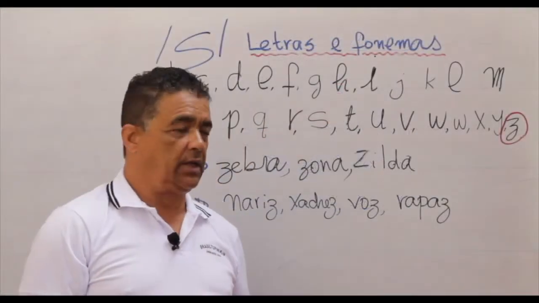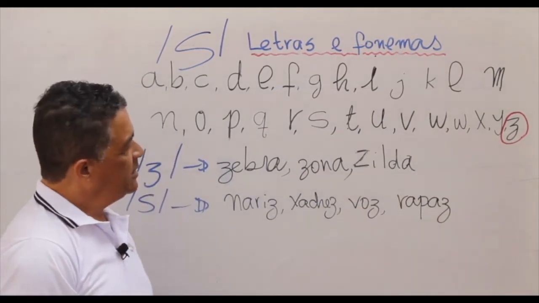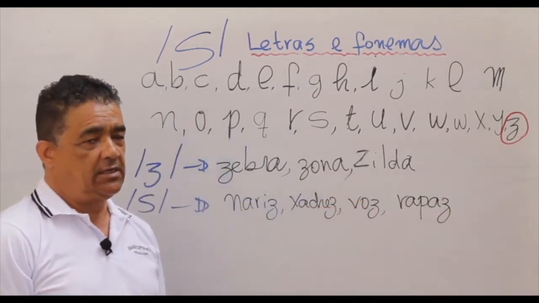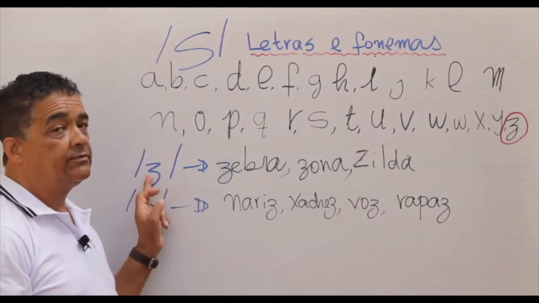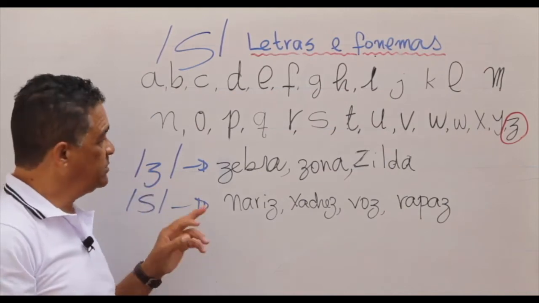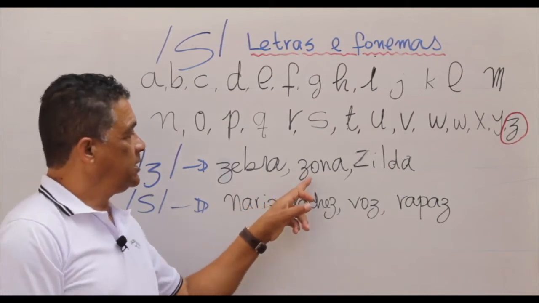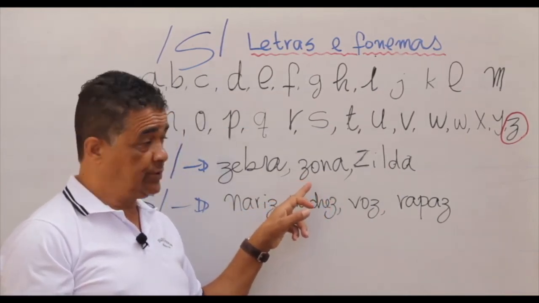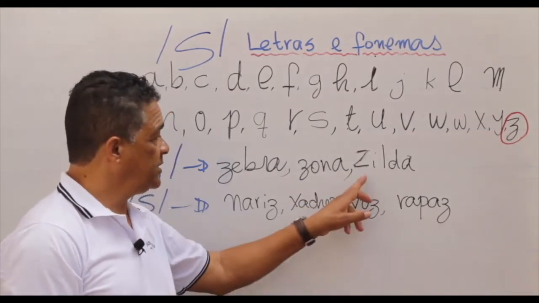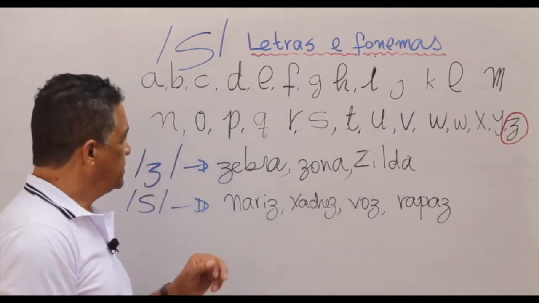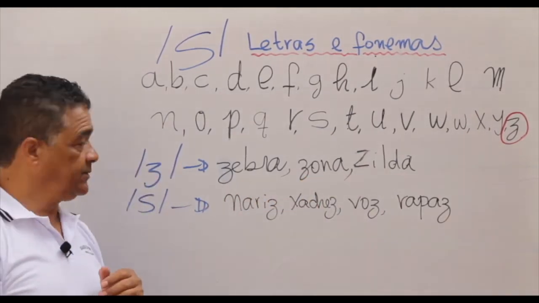Eccentric. Finally, we get to the letter Z. The letter Z has two sounds in Portuguese. The sound Z, which is normal. Z, like zebra. Zona, zone. Zilda, this is a woman's name. So, zebra, zona, Zilda. The sound of a Z.